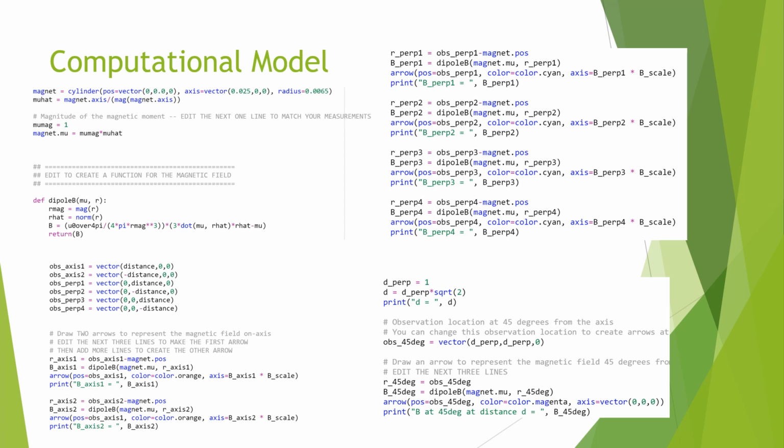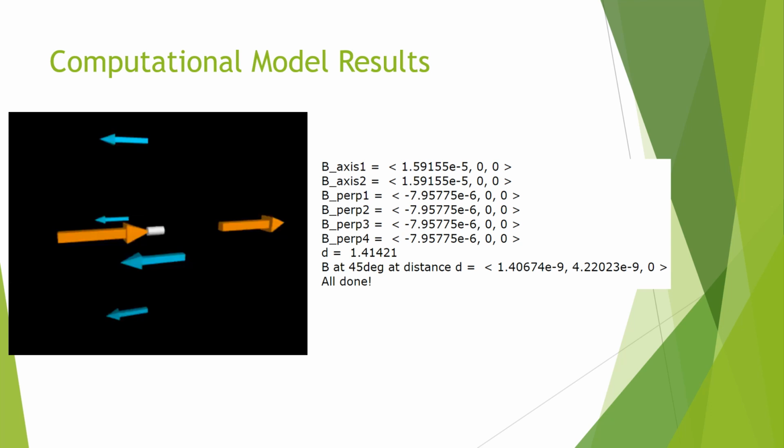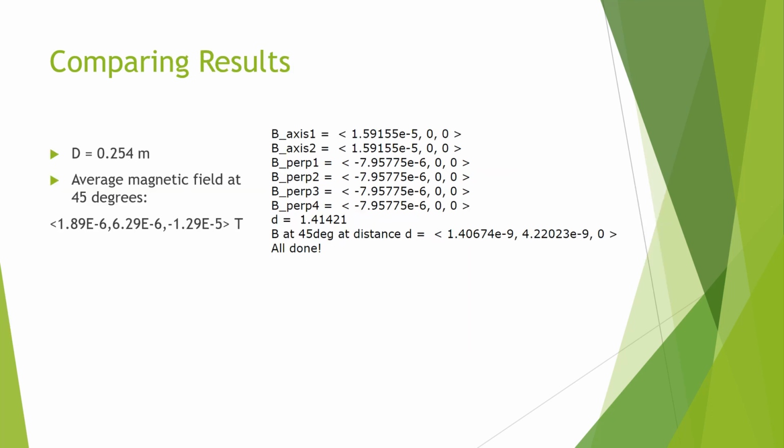Here's the computational model, which takes the results and visualizes them. And this visual here, as you can see, d was 1.41421, and the B at 45 degrees at distance d was that vector there. Here are the compared results.